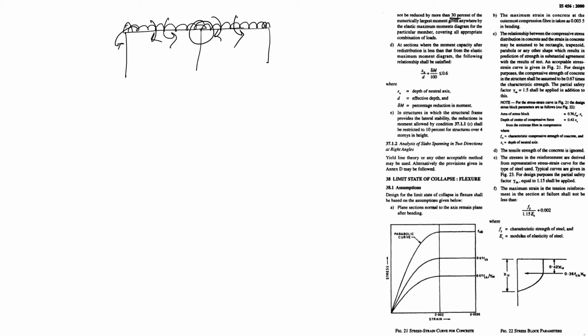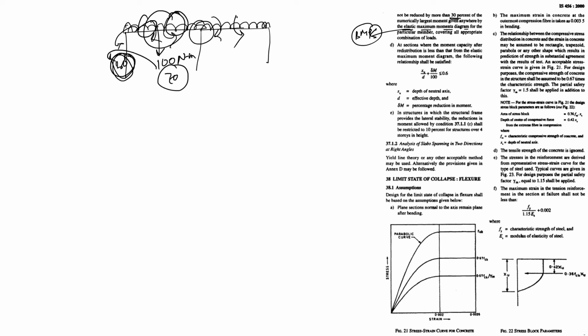That means suppose here 100 Newton meter is coming, then 30% goes elsewhere and 70% stays here. So that is not more than 30% reduction and not less than 70% of the largest moment given anywhere by the elastic maximum moment diagram. Elastic maximum moment diagram, that means they are saying BMD.